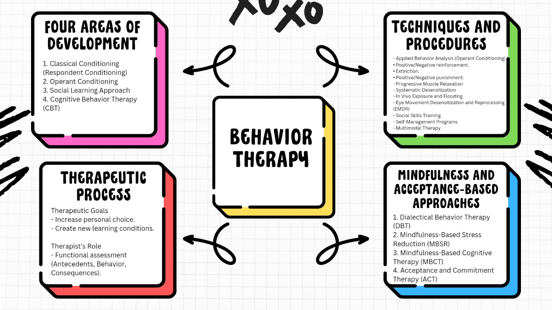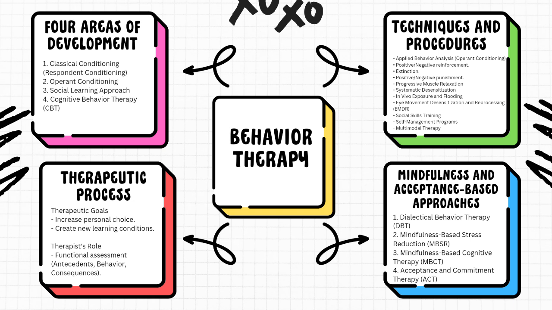Then we have the social learning approach. We learn by observing others and how they interact with their environment. And then lastly, we have cognitive behavior therapy, or CBT, a modern approach of combining thoughts, feelings, and actions to bring about positive change. In this therapy, the goals are simple yet powerful. Its goal is to help clients increase their personal choices and create new conditions for learning and growth.